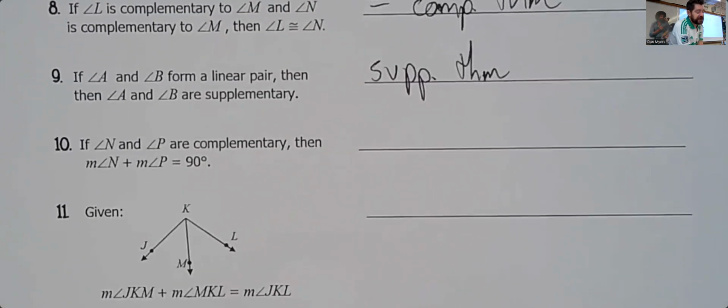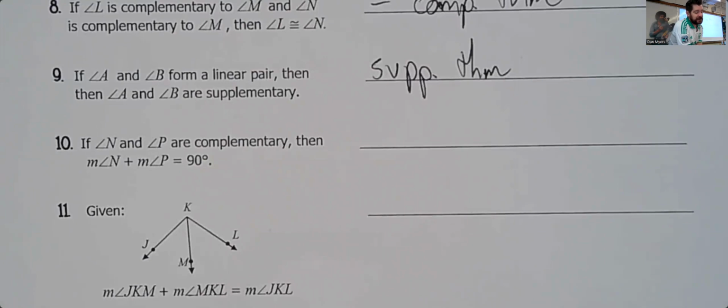Number 10, we have two angles that are complementary, therefore they add to 90. Definition of right angle? A right angle is only one angle, though. It's not the sum of two. What's that? Complement theorem? The complement theorem doesn't use the number 90. So, definition of complementary angles, yeah.